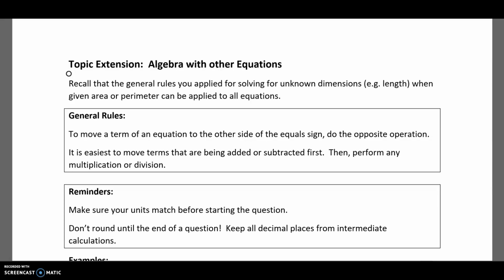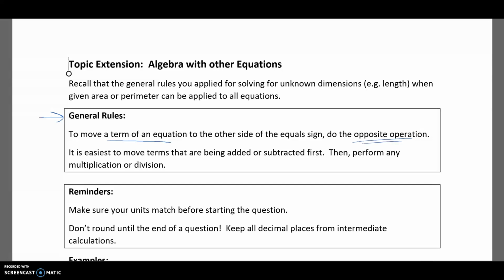To wrap up this topic, we'll continue using algebra to solve some other equations. Remember that we need to follow our general rules that we've been using. When we're trying to isolate a variable or get it by itself, we can move pieces of an equation to the other side of the equal sign, and in order to do that, we always use the opposite operation.